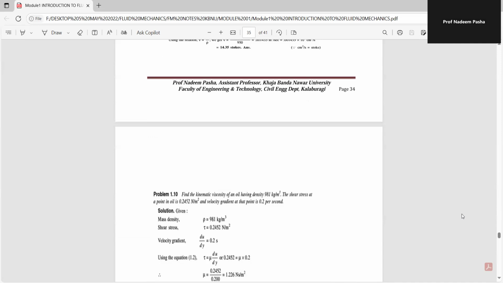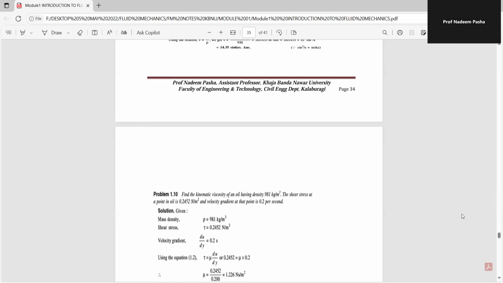Find the kinematic viscosity of an oil having density 981 kg per meter cube. You need to calculate kinematic viscosity. The shear stress at a point is given to us as 0.2452 Newton per square meter, and the velocity gradient at that point is 0.2 per second. That is, du by dy is given to us as 0.2 per second. Mass density rho is nothing but 981 kg per meter cube. Shear stress tau is equal to 0.2452.